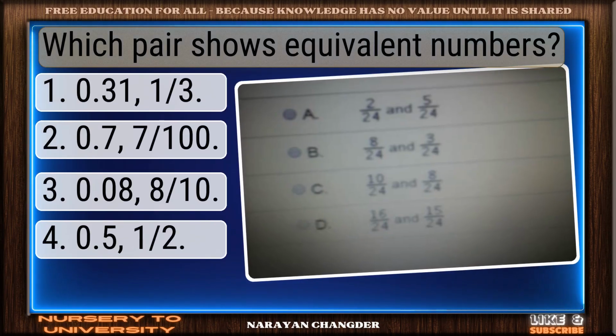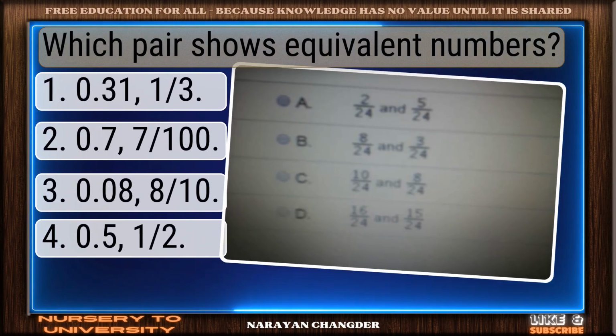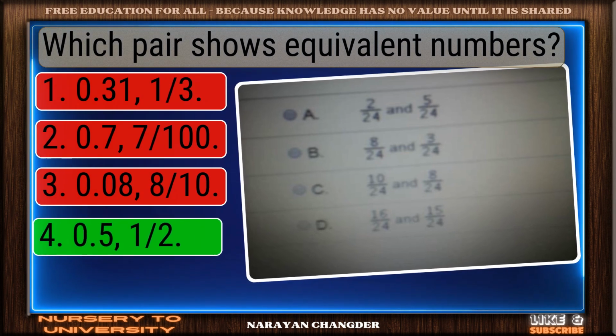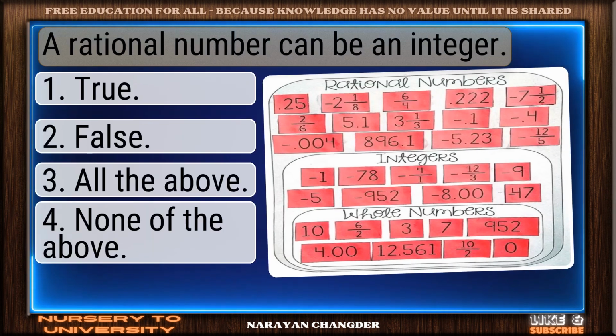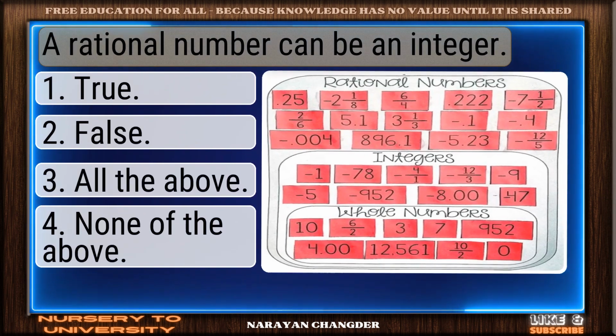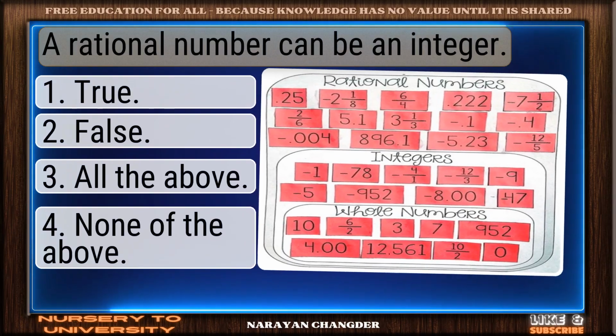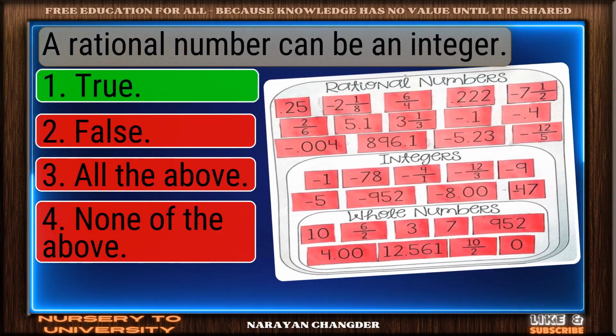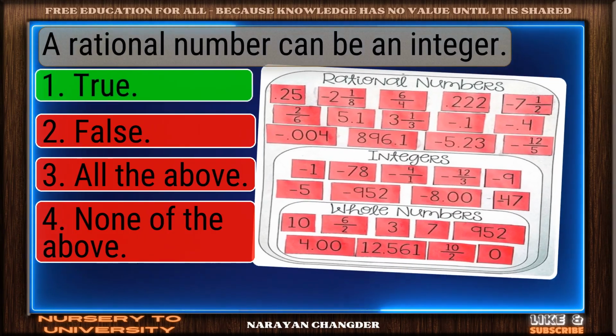Question number 68. Which pair shows equivalent numbers? 0.5, 1/2 is an accurate answer. Question number 69. A rational number can be an integer. Well reasoned. True is the correct choice.